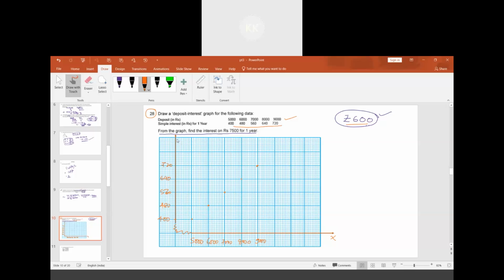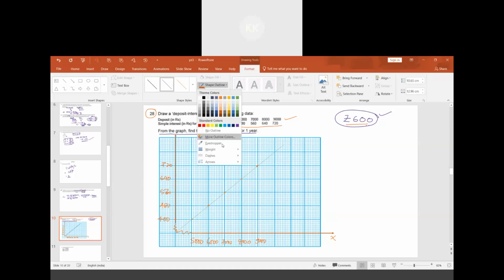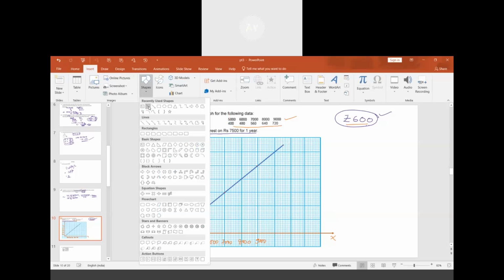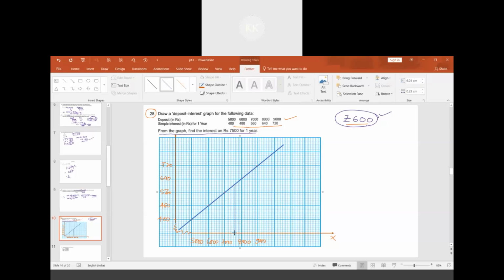Most of you have done this graph, but you forgot to draw the line. Actually, a line is a must. This line has to be drawn. It is compulsory. Without that, the answer is incomplete. We also have to plot the coordinates and find out from the graph, from the scales, 7500. Somewhere off the line. How much do we get? 600, no? Yes, 600.